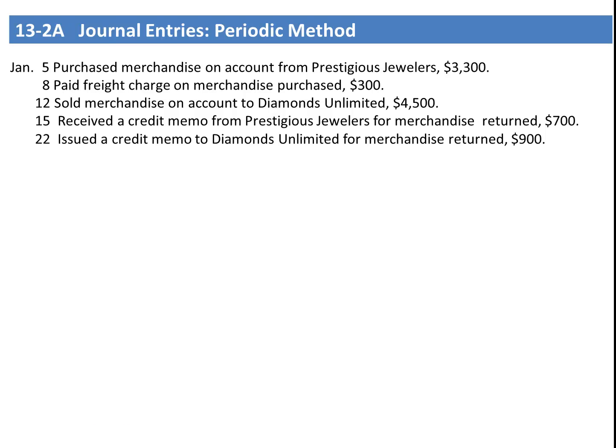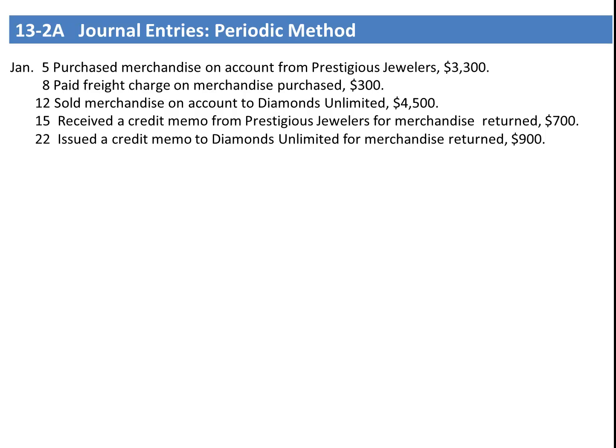In this example, we are going to look at journal entries for purchases and sales using the periodic method. The periodic method does not update your cost of goods sold, and it does not update your merchandise inventory account until the end of the accounting period, and it's actually done on the income statement. So the accounts that we're going to use are going to be a little bit different from when we learned the perpetual method.